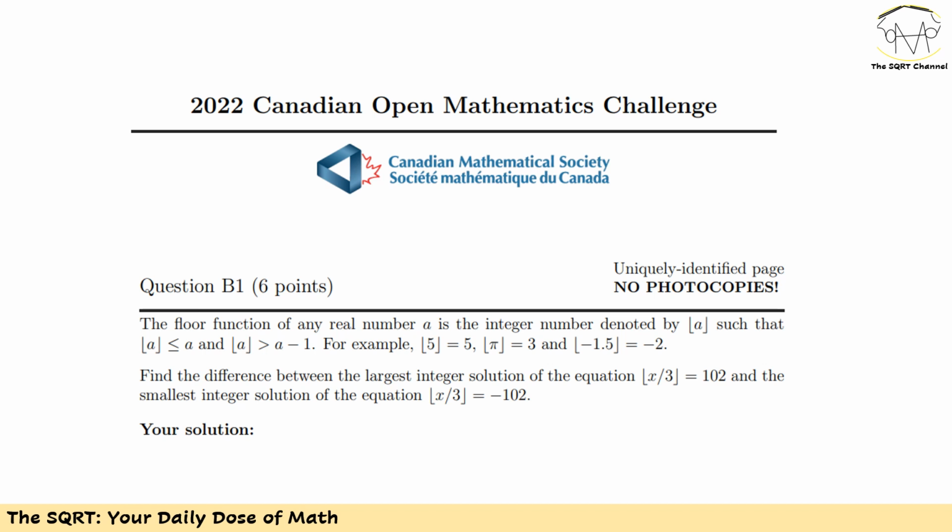So the problem is asking what's the difference between the largest integer solution of the equation floor of x over 3 equals 102 and the smallest integer solution of the equation floor of x over 3 equals negative 102. Let's see how we are going to solve this.